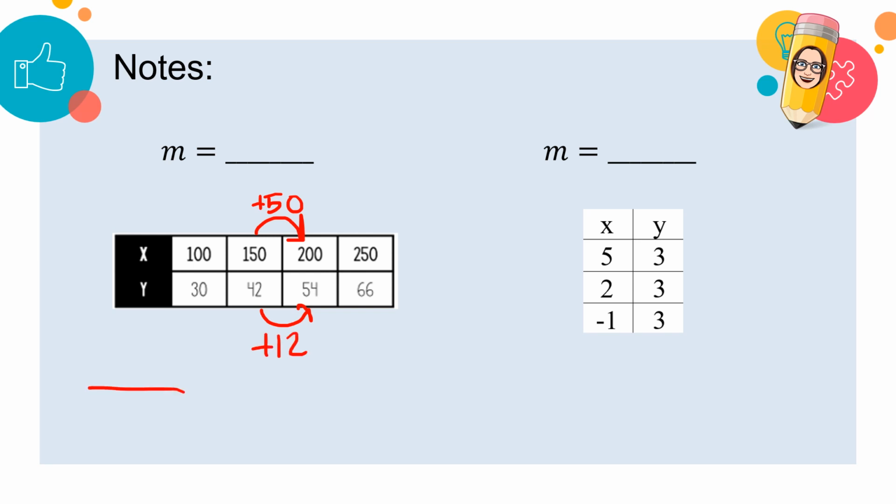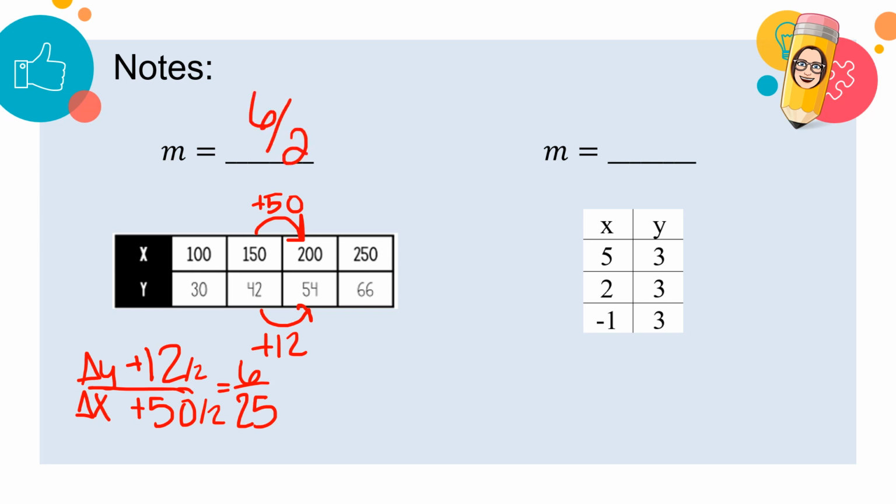Be careful here, it's supposed to be change in y over change in x. That means 12 is in the numerator and 50 is in the denominator. 12 over 50, we can reduce that fraction. 12 and 50 can both be cut in half. That leaves me with 6 over 25. Okay, my slope is 6/25.